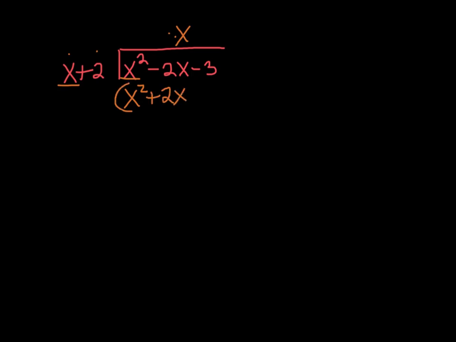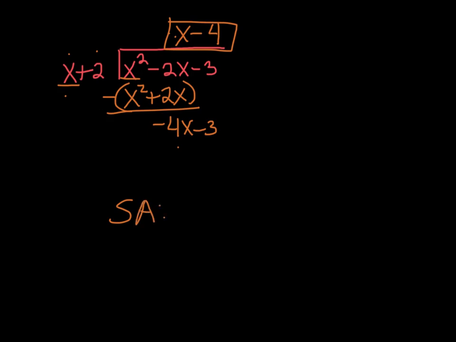Then you put parentheses around it, subtract. X squared minus x squared is nothing. -2x minus 2x is -4x. Bring down your -3. X goes into -4x -4 times. And I can stop because there's my linear equation right there. I don't need a remainder. I don't care about the rest of it. The slant asymptote is going to be at y equals x minus 4.